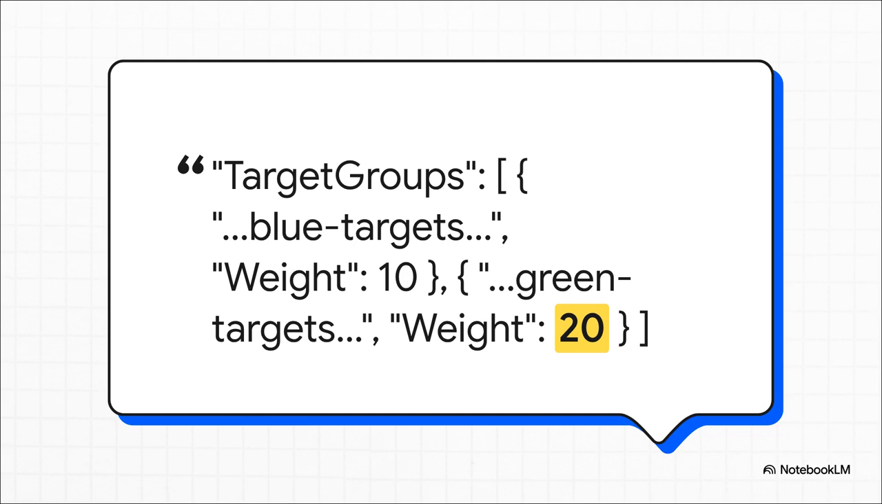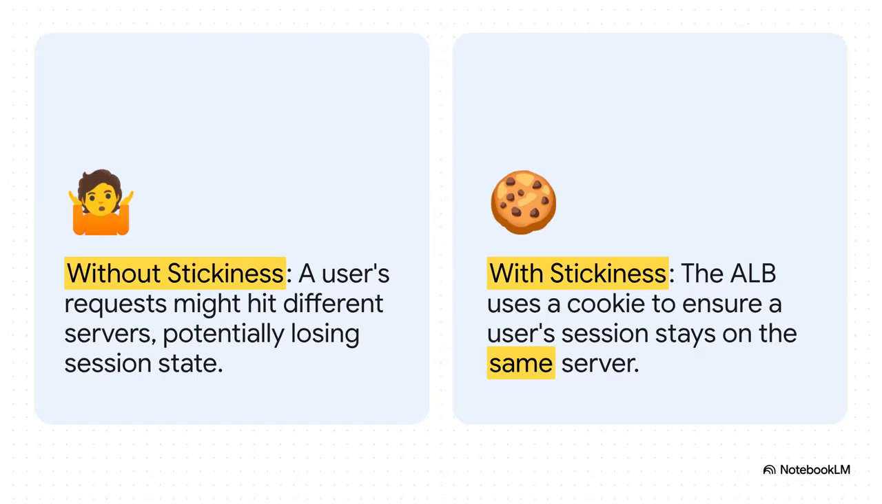In this little snippet, you can see exactly how it works. We're defining a forward action with two different target groups, a blue one and a green one, and we're just assigning them different weights. It's really that straightforward to set up a gradual, safe rollout. All right, one last thing about forwarding, stickiness.